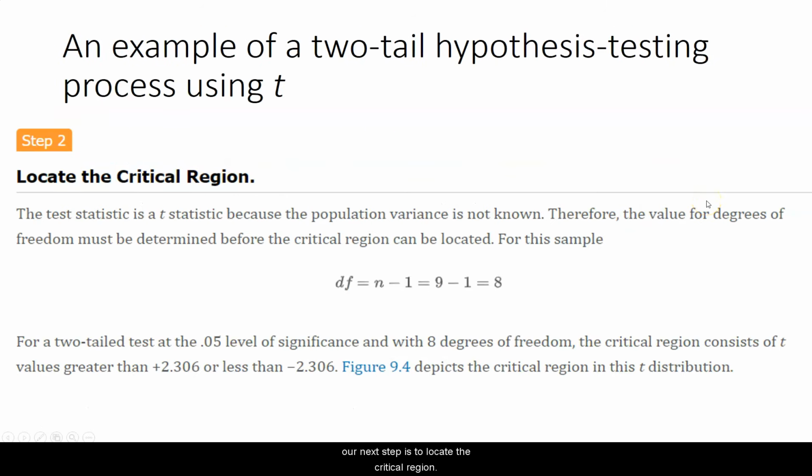So our next step is to locate the critical region. The test statistic is a t-statistic because the population variance and standard deviation are not known. Therefore, we need the degrees of freedom. Just 9 infants minus 1 is 8. That's a piece of cake. For a two-tailed test, alpha of 0.05 with 8 degrees of freedom, the critical region consists of t values greater than plus or minus 2.306.